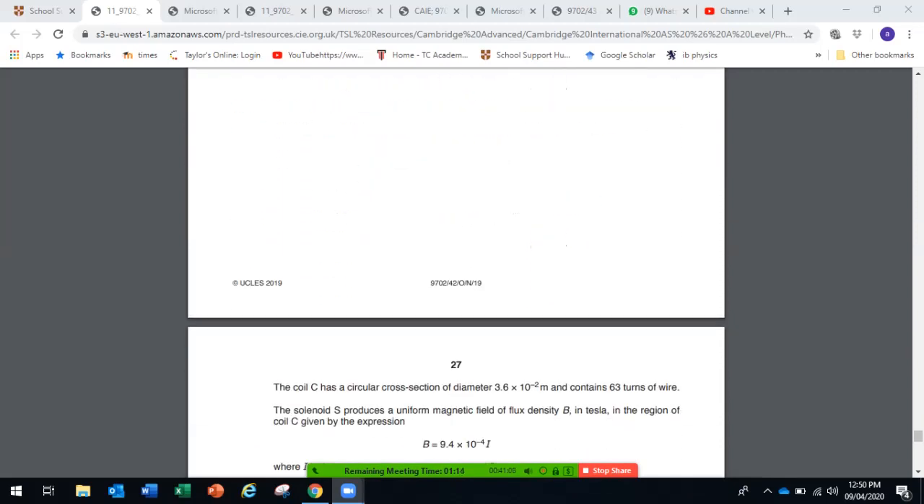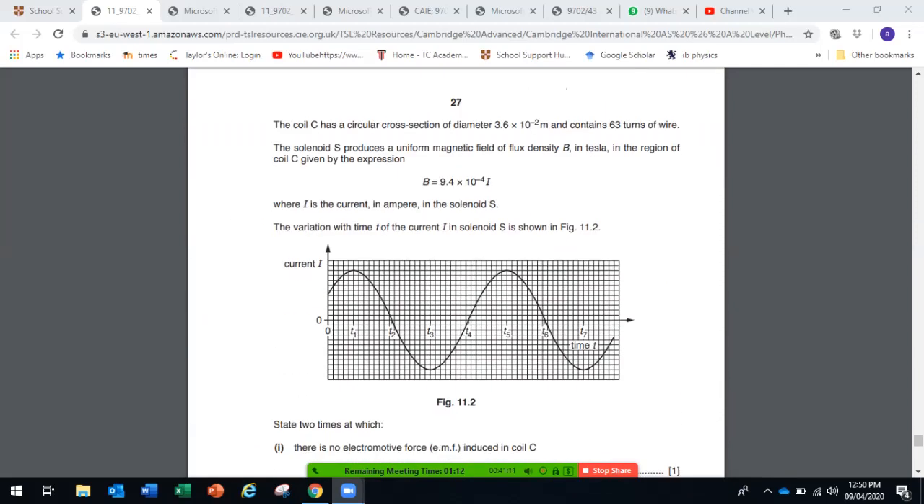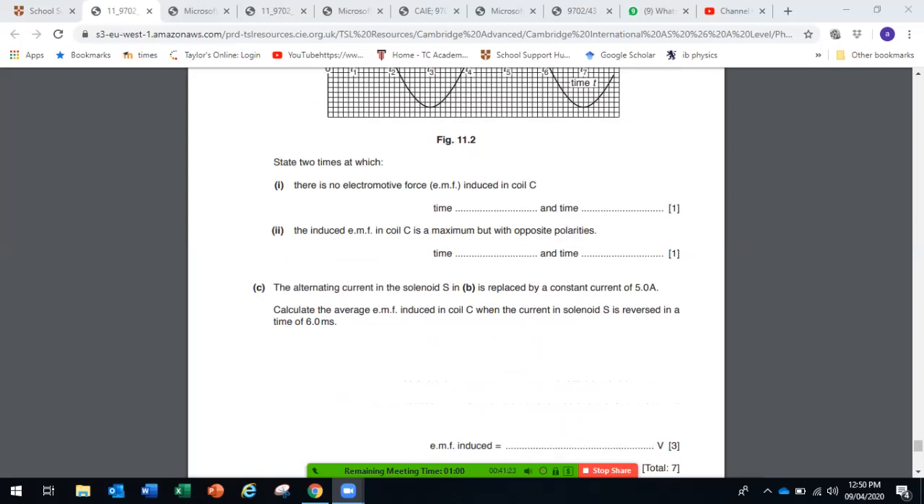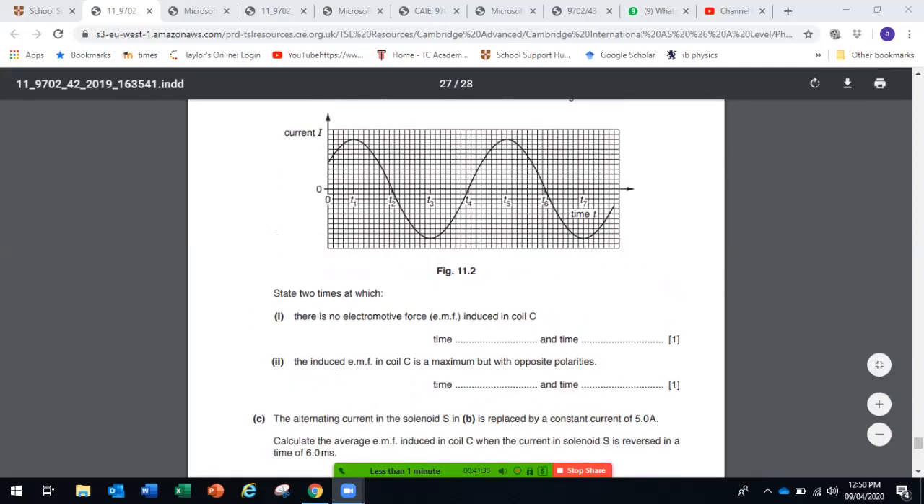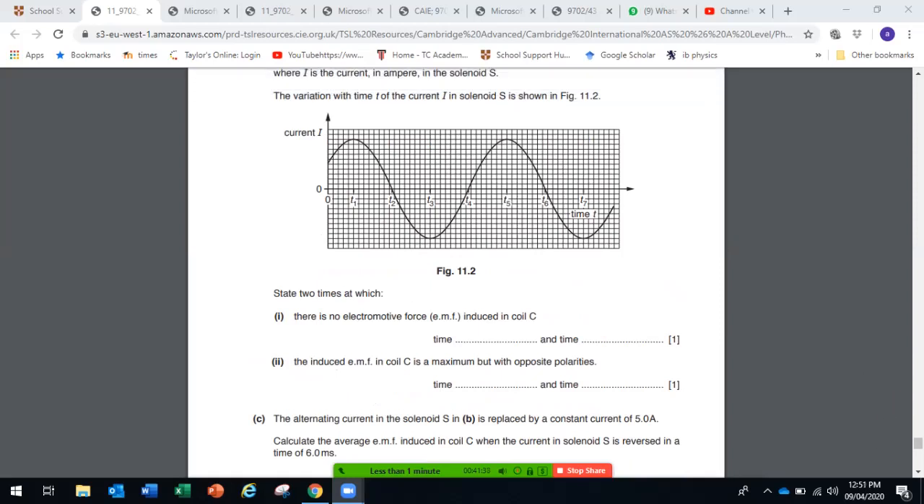So it should be T1 and T3, right, sir? Yes, because the current is constant for a short while. Then the next question: the induced EMF is a maximum, but with opposite polarities. So it should be T2 and T4, right, sir? The voltage is maximum because the rate of change of flux is maximum. The rate of change of flux is maximum when the current changes very fast. That means T2 and T4, because of opposite polarities, the highest gradients.